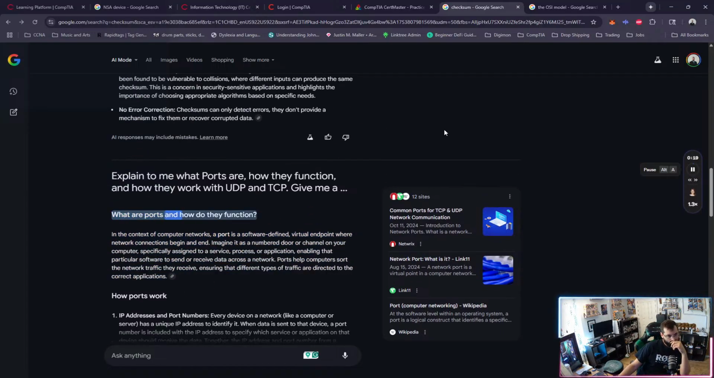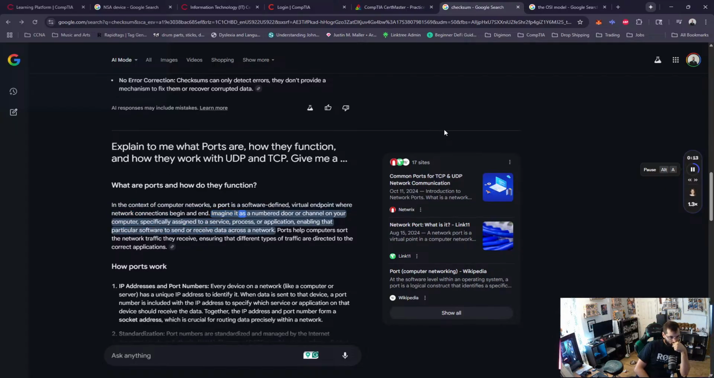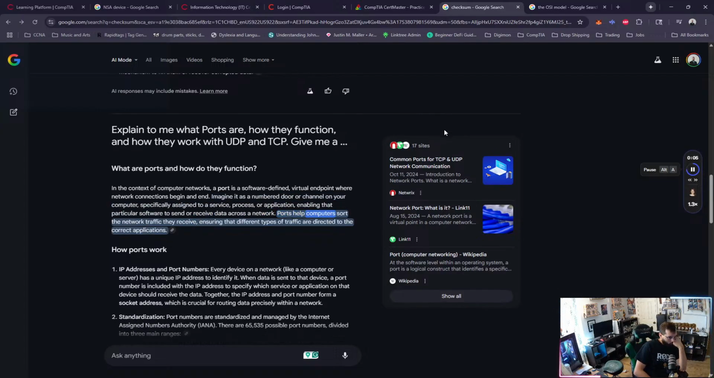What are ports and how do they function? In the context of computer networks, a port is a software-defined virtual endpoint where network connections begin and end. Imagine it as a numbered door or channel on your computer, specifically assigned to a service, process, or application, enabling that particular software to send or receive data across a network. Ports help computers sort the network traffic they receive, ensuring that different types of traffic are directed to the correct applications. Okay, so it's made up, just like everything else in life.